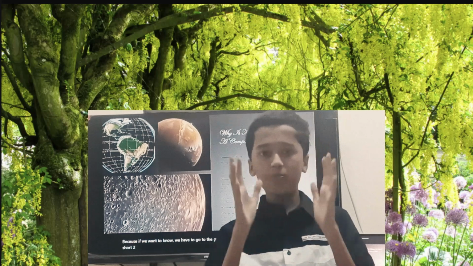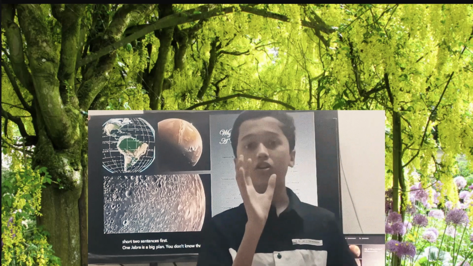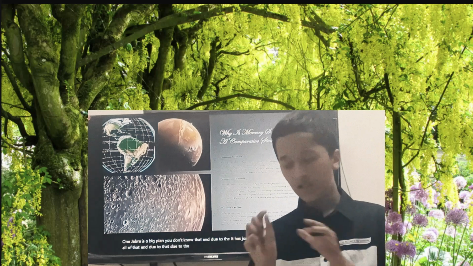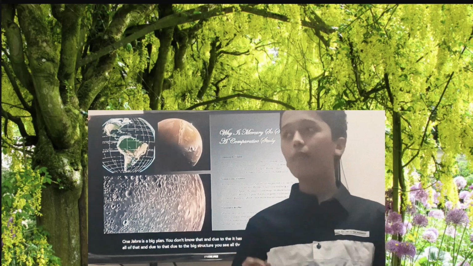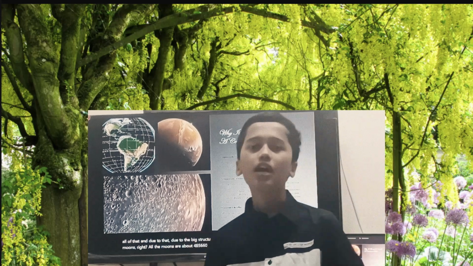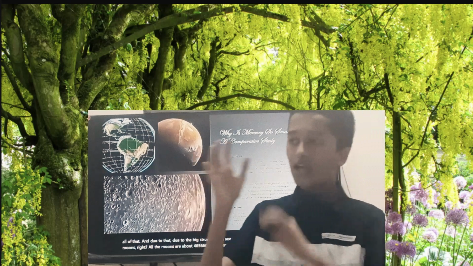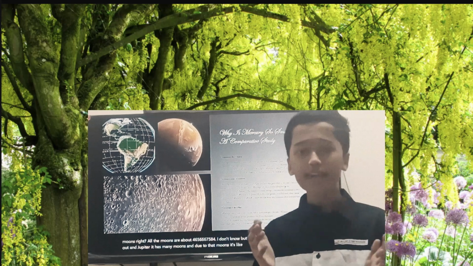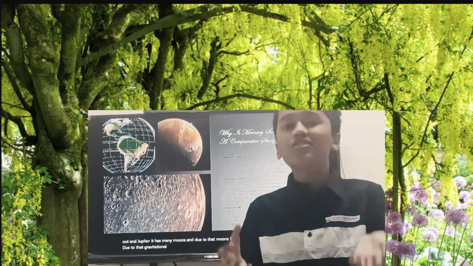First point, Jupiter is a big planet, we do know that, and it has rock craters and all of that. Because of its big structure, you see all those moons, you know the moons, right? There are about 46, 56, 66, 75, 84, I don't know, but approximately, I'll check. Jupiter has many moons, and they are so close and so related. And due to that gravitational pull, it's making Jupiter difficult to be livable.